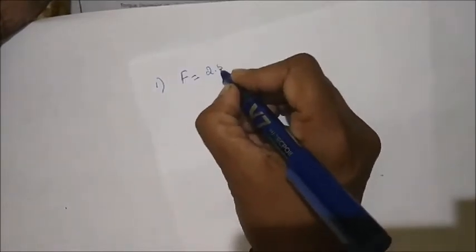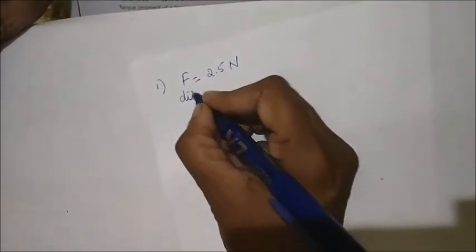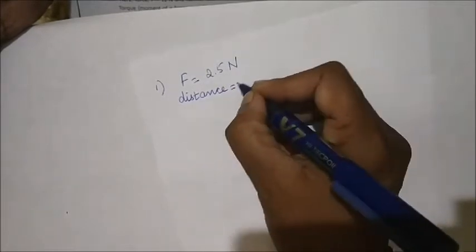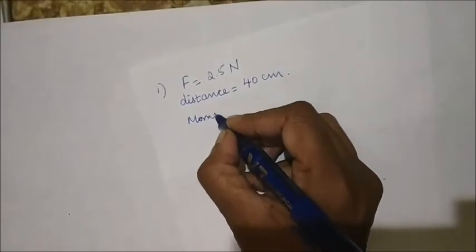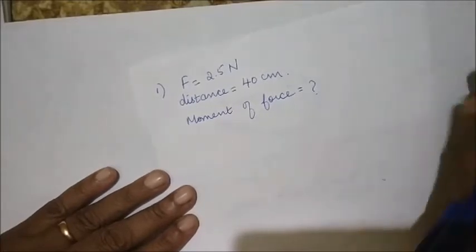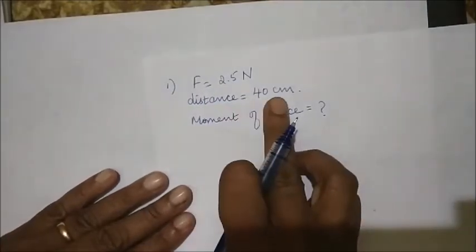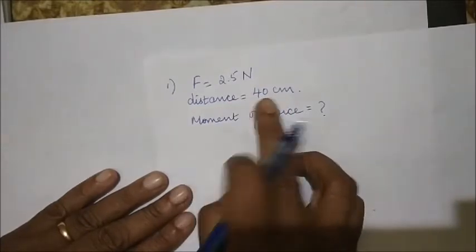First, let's write what is given. It's given that force is 2.5 Newton, and perpendicular distance is 40 centimeter. And what you have to calculate? Moment of force. Now, as I explained just now, before solving the numerical, you should check whether everything is in SI system. Distance's SI unit is meter, but it is in centimeter. That means we have to convert this into meter.